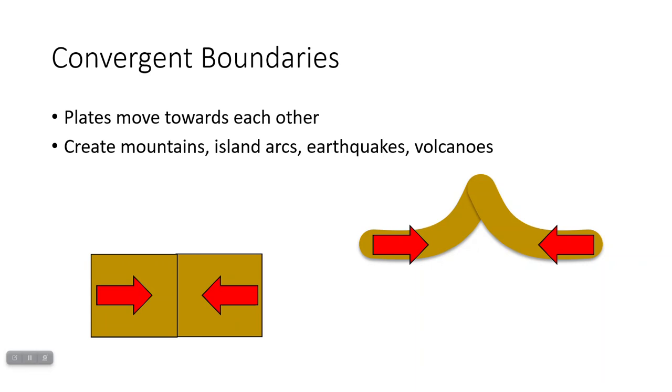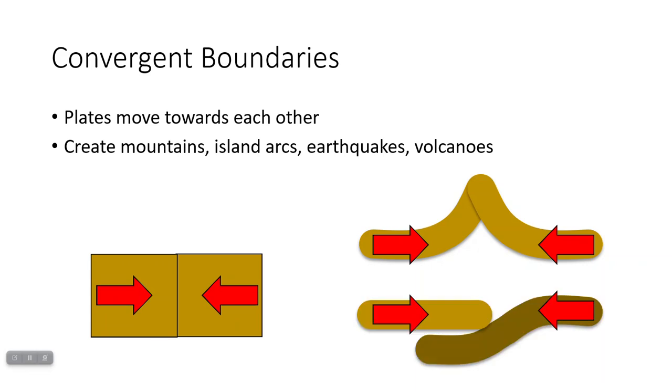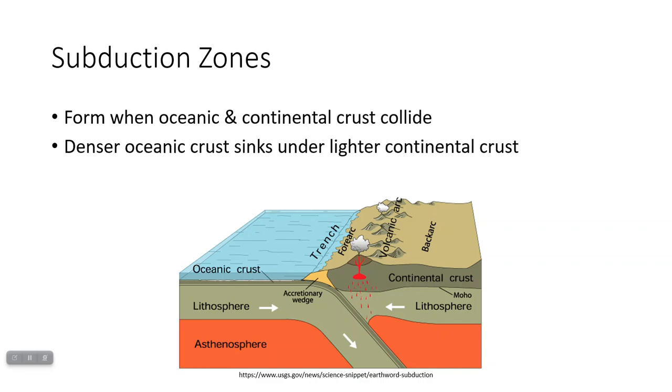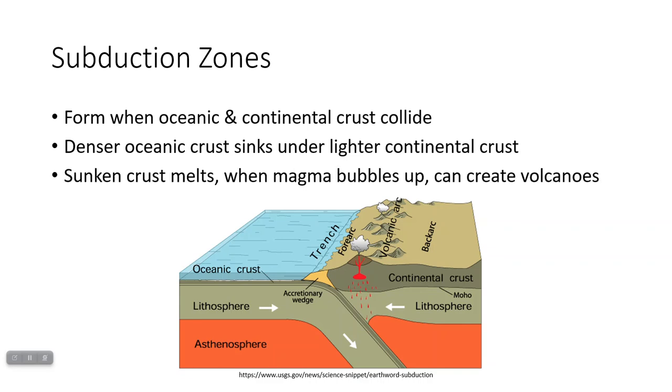So if you have two plates of equal density, usually continental plates that are coming towards each other, that's going to create a mountain. If you have plates of different densities, like here, that's going to create what's called a subduction zone, where the denser plate is going to sink underneath the less dense plate. So, subduction zones are formed generally a lot of times where oceanic crust runs into continental crust. And the denser oceanic crust sinks underneath the lighter continental crust. It gets melted, and as it melts, it starts to get less dense and rise, and that magma bubbles up and then creates chains of volcanoes.